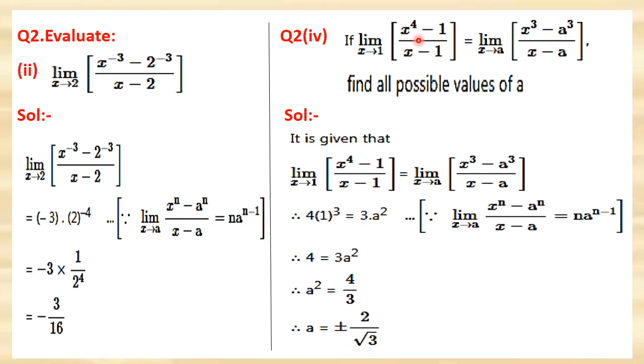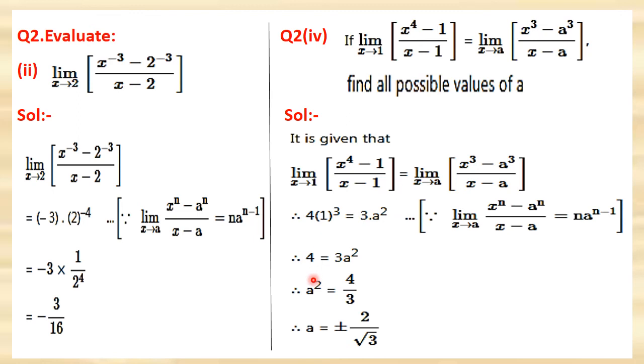Then both the left and right hand sides are of the form limit x tends to a, x raised to n minus a raised to n upon x minus a. So we will apply the formula or theorem here. Limit x tends to a, x raised to n minus a raised to n upon x minus a is nothing but n into a raised to n minus 1. So in the left hand side n is 4 and a is 1. So 4 into 1 raised to 4 minus 1, that is 3. And on the right hand side n is 3 and a as it is. So 3 into a raised to 3 minus 1, that is 2.